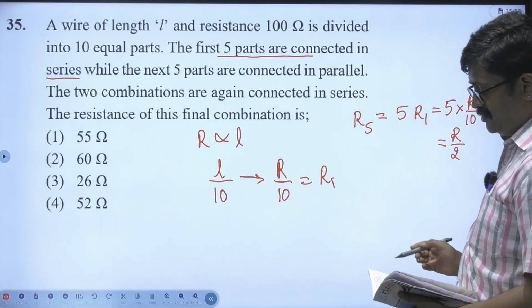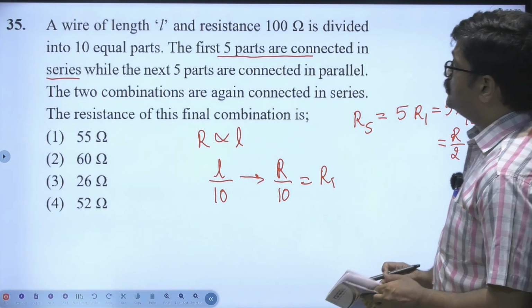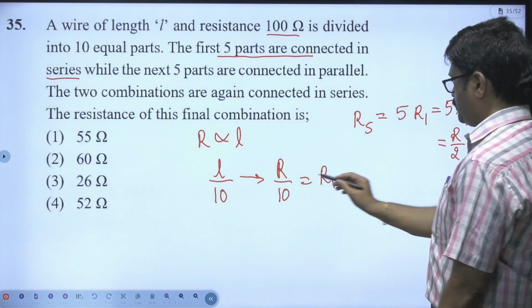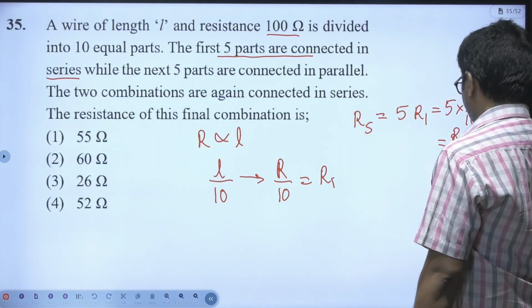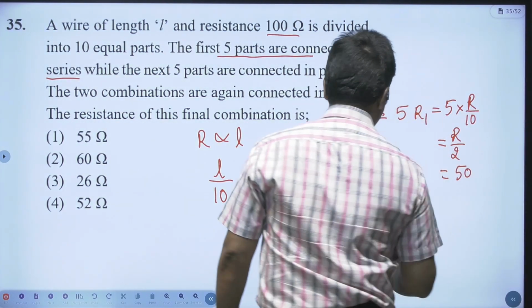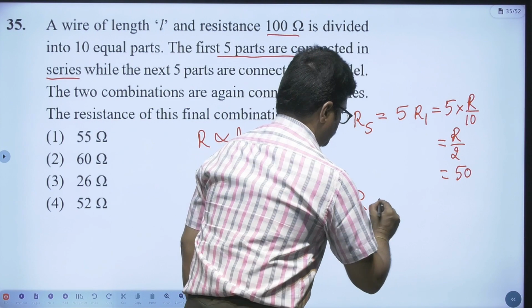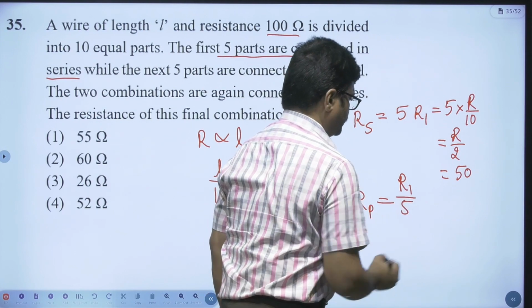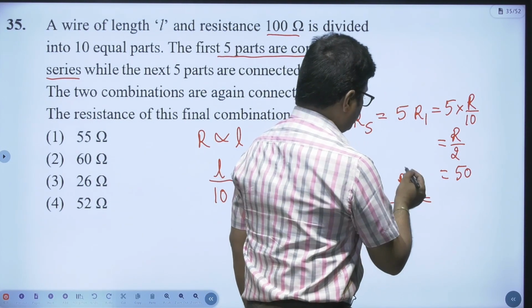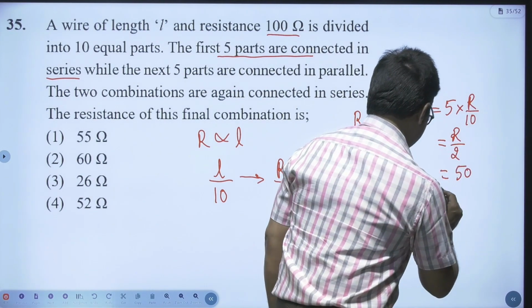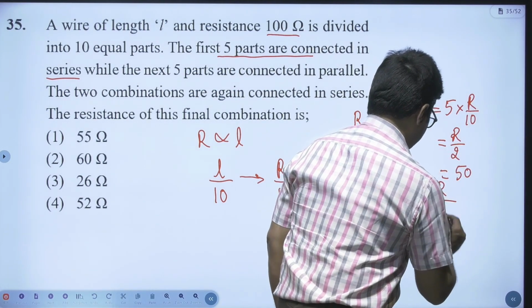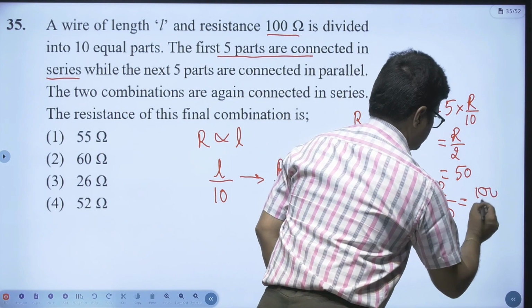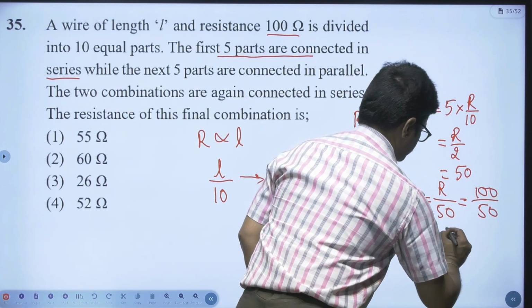So in this question I can see the first 5 parts. This is 100 ohm, it is given, so I'll just use R as 100. So it is 50 now. So Rs is 50. Similarly, Rp is how much? 5 equal parts, so definitely I'll write it as R1 by 5 here. As we know, R1 by 5 and R1 is R by 10, so I'll get this as R by 50. So R by 50, and R is how much? 100. So 100 by 50 should be equal to 2.